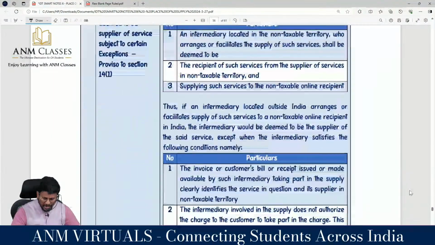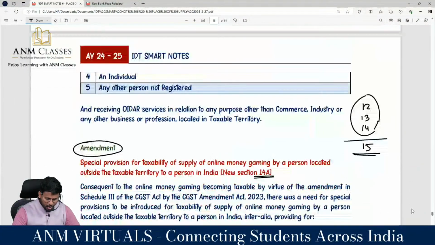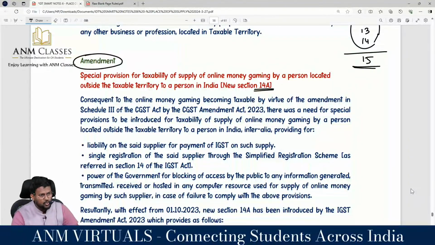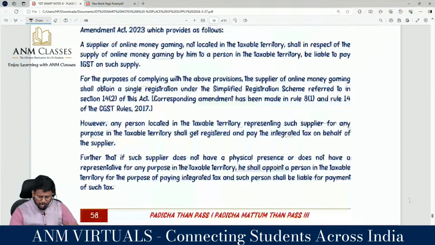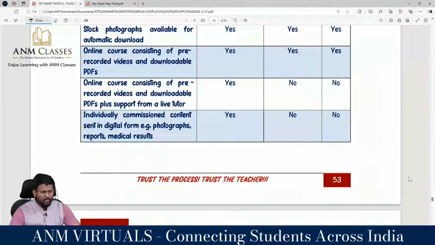how the OIDAR service has to pay the tax, how to take the registration and all, and taxable online recipient means, and they have added a new section called section 14A with regard to online gaming. This is a pure amendment for our examination. That also will be talking at the appropriate time. So we may be taking one more day extra to talk about the OIDAR related service. Since it is an amendment part, I don't want to rush it. I want to give a clear clarity over that area.